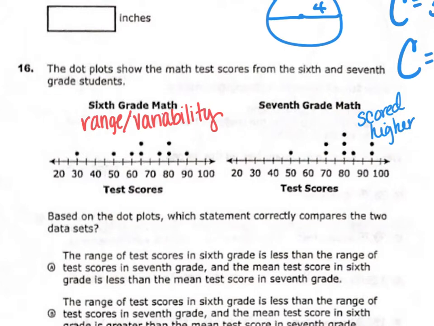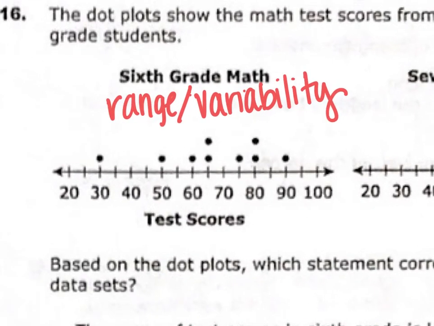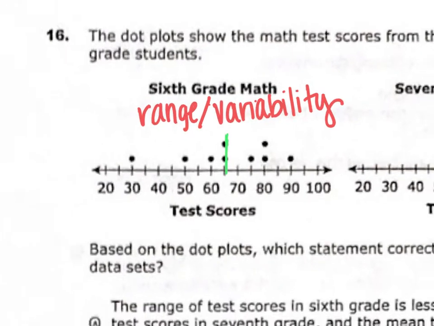All right, and the last thing we're going to look at is the median or the middle. So if I look at the 6th grade dots, the middle of the dots is about right there. So their median score is somewhere around 65.